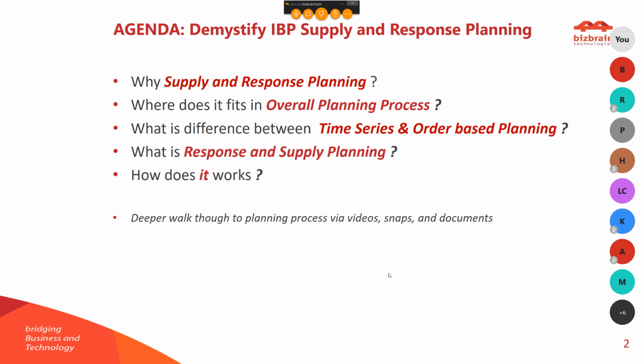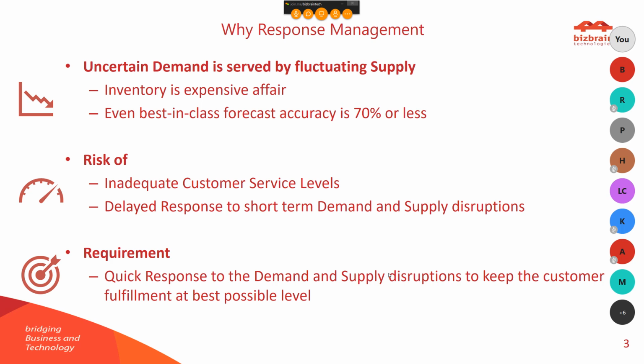So the first slide I will take is: why do we need response management? The reasons for response management collide with the other IBP solutions also. Like in inventory, we are saying that we maintain inventory because there is demand fluctuation and supply fluctuation. To have that buffer, we keep inventory. But inventory is an expensive affair. Inventory comes with a cost. So if there is less inventory or we are in a shortage situation, what to do? This is answered by response management.